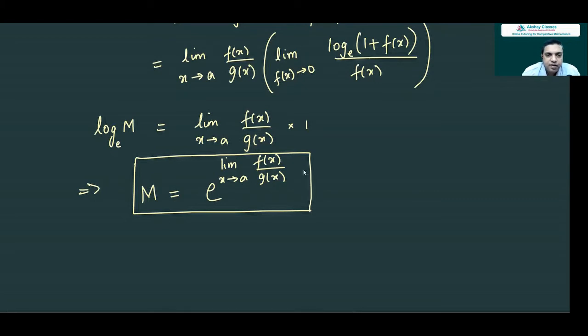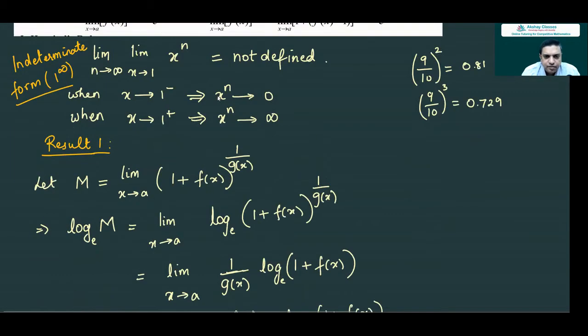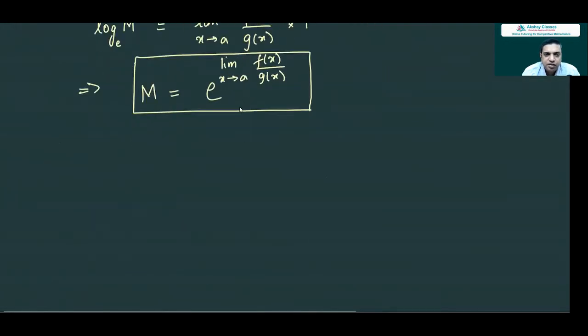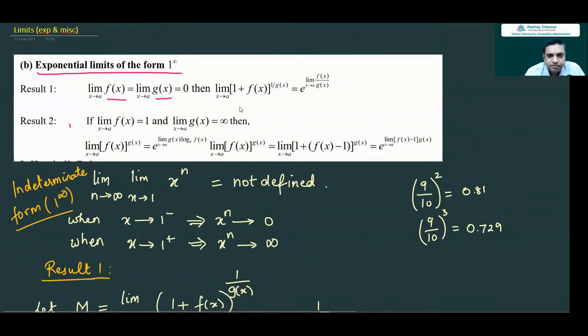You see here, limit x tends to a (1 plus f of x) to the power 1 by g of x is equal to e power limit x tends to a f of x upon g of x. Okay. So that is what this limit is. Now, exactly the same is this one, the second one. This is just another form of the same limit as the first. Same procedure we need to do.